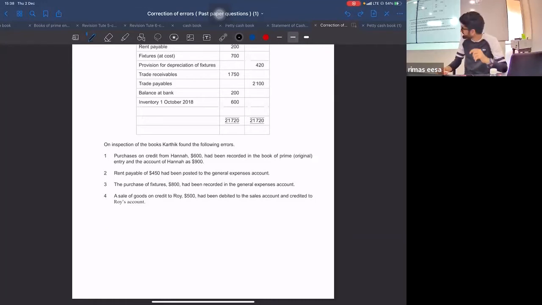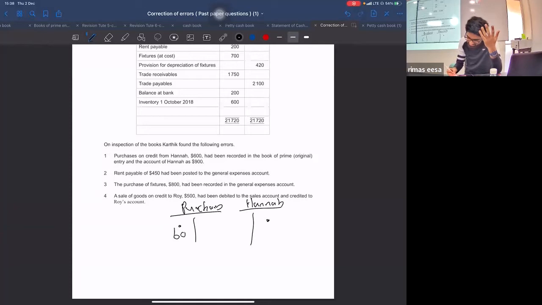Look, purchases on credit from HANA. When you purchase from HANA, the purchaser's account has to be debited, and HANA's account has to be credited. You're purchasing from HANA for 600, recorded in the book of prime entry. Book of prime entry meaning when you purchase, there is a purchaser's day book, purchaser's journal. In your purchaser's account you entered 900, sorry, okay? Recorded in the book of prime entry and in the account of HANA as 900. So in both the accounts, you are entering 900.